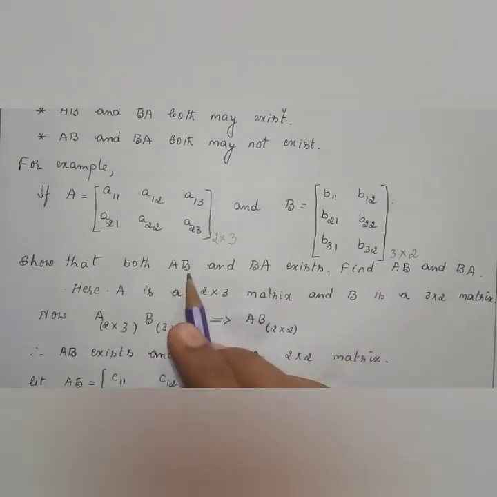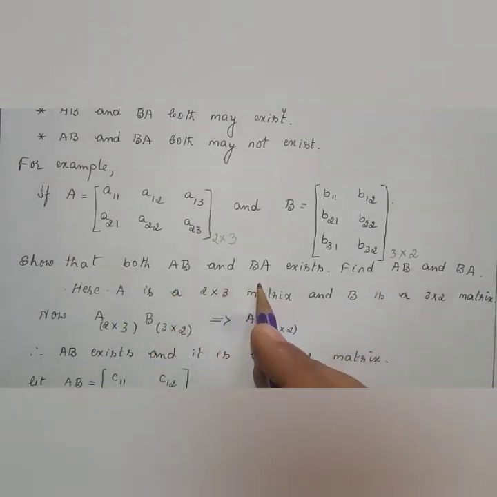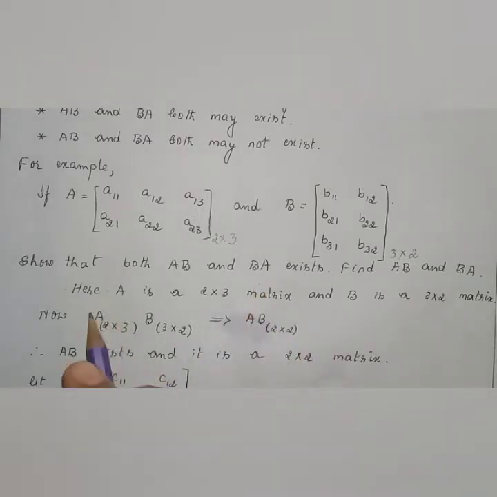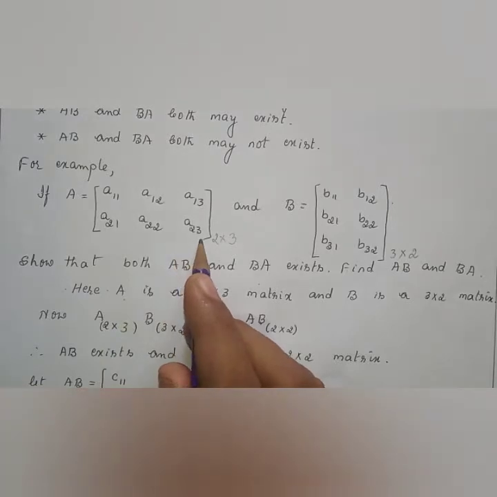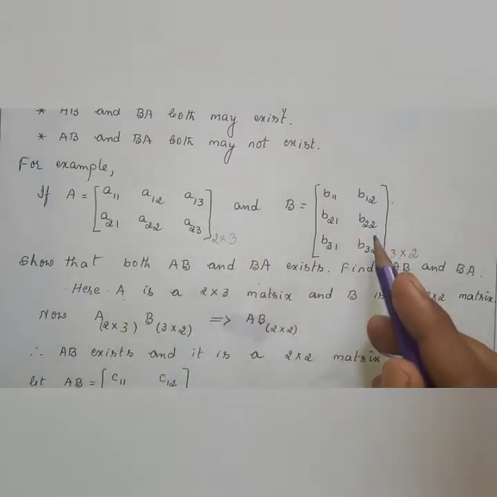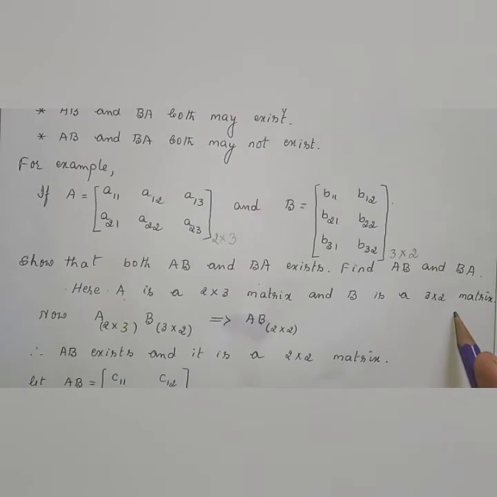To show that AB and BA exist, first check the order here. A is a 2 by 3 matrix, and B is a 3 by 2 matrix. Now compare the order. A is of order 2 by 3, that is, the number of rows is 2 and the number of columns is 3. B is of order 3 by 2, that is, the number of rows is 3 and the number of columns is 2.